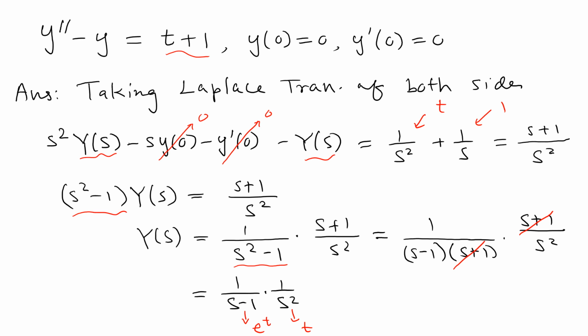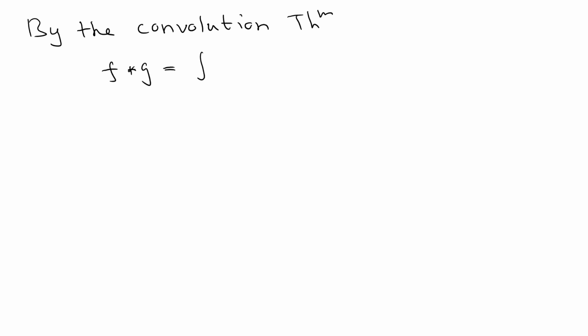By the convolution theorem, if we define the convolution of two functions, f star g, it is the integral from 0 to t of f(tau) g(t minus tau) d tau. We also know that it doesn't matter which one we put the t and which one we put the t minus tau. What we normally do is put t minus tau so that it is easy to integrate. That's just the basic idea. It doesn't matter which one.